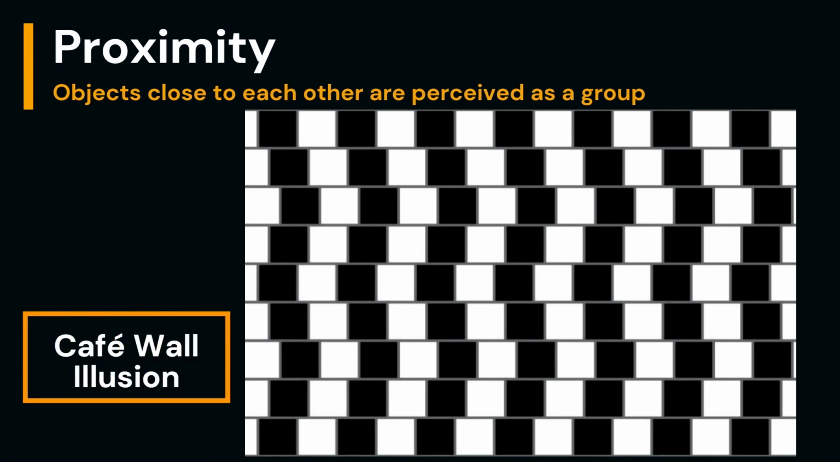Interestingly, the horizontal lines between these rows of black and white squares appear slanted, even though they are parallel. This occurs because the closely spaced squares within each row create a sense of alignment, while the spacing between rows disrupts this alignment. As a result, the brain perceives the horizontal lines as tilted, even though they are actually parallel. This illusion shows how our brain tends to group elements that are close together, but the presence of differently colored squares in adjacent rows leads to the misperception of horizontal line alignment.